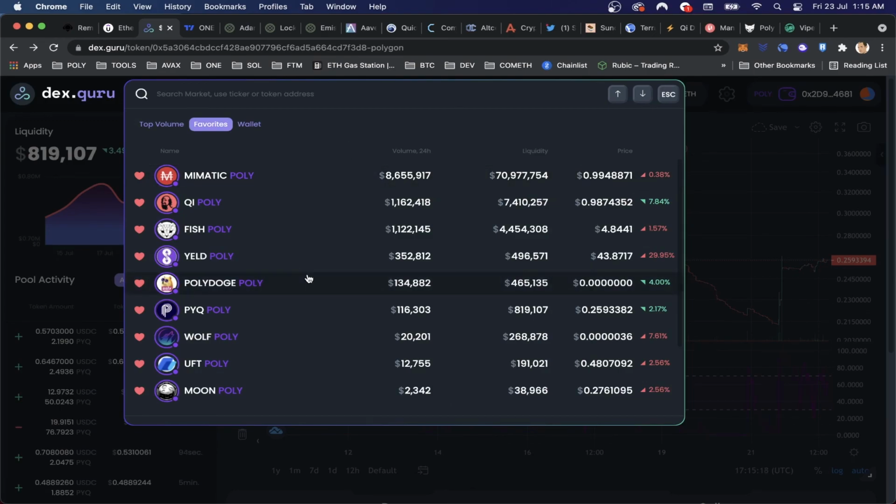Looking at my Polygon tokens, struggle. It's been a struggle. Polydoge especially has been absolutely crushed and the volume is so low. But I'm just going to hodl on.